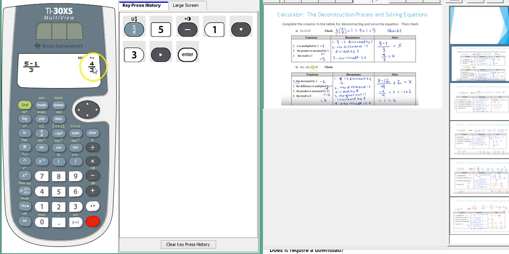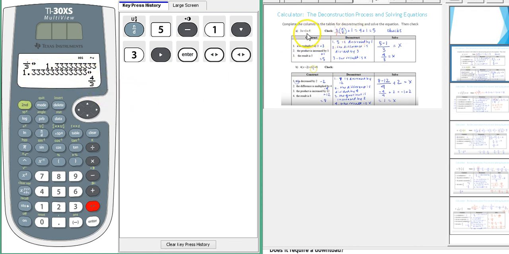Notice it gives us a result as a fraction. That's what we want in this case, 4/3, and it corresponds to our answer that we did by hand. If you ever need a decimal and you're given a fraction, you can click this button, and it will take your previous answer and change it to a decimal. Or if you're given a decimal and you want it as a fraction, you can do the same thing. Just hit this button, and it takes your previous answer and changes it to a fraction.